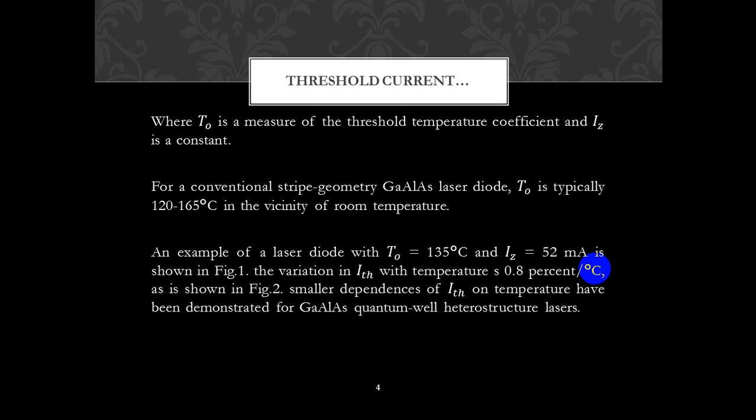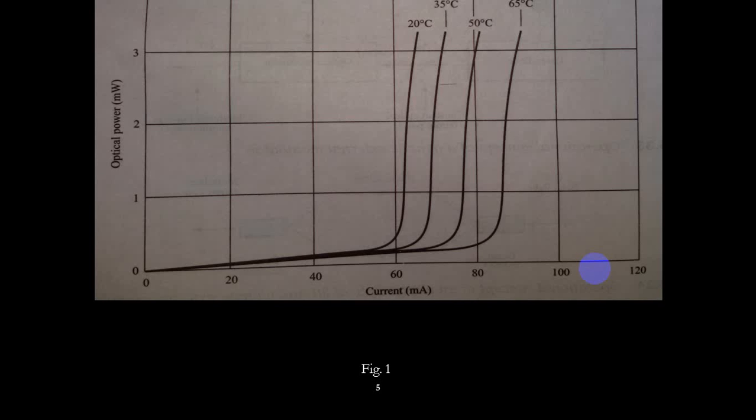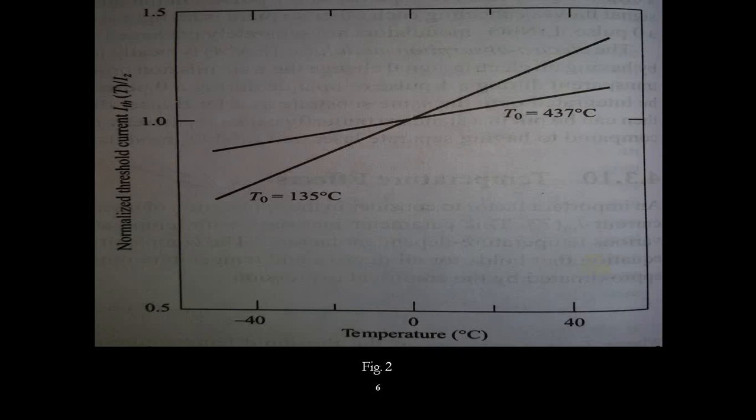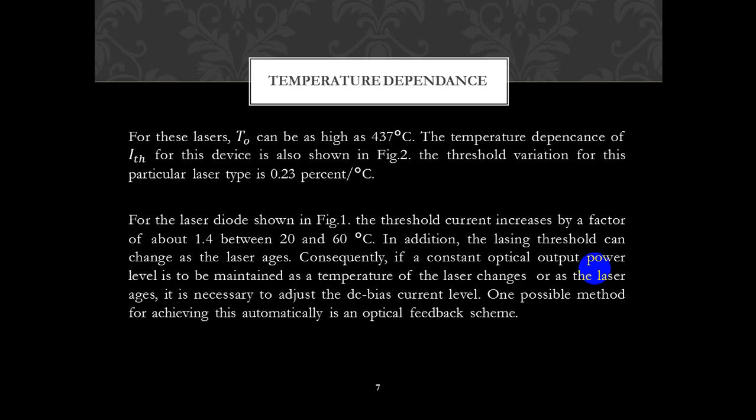Smaller dependence of threshold current on temperature has been demonstrated for gallium aluminum arsenide quantum well heterostructure lasers. This is a current versus optical power graph, and this is a temperature versus normalized threshold current graph. Now the temperature dependence. For these lasers, T naught can be as high as 437 degrees centigrade. The temperature dependence of threshold current for this device is also shown in figure 2. The threshold variation for a particular laser type is 0.23% per degree centigrade.